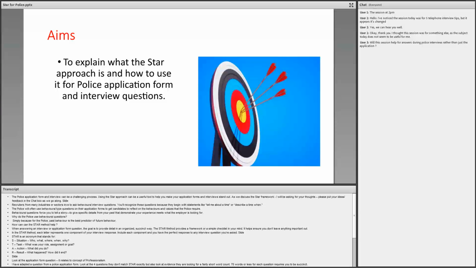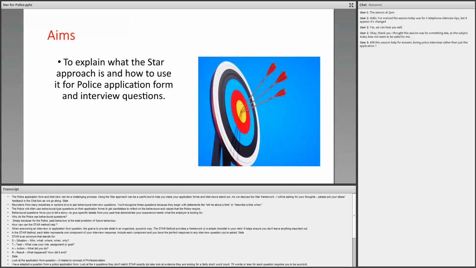Recruiters from many industries or sectors love to use behavioural interview questions. You'll recognise these types of questions because they begin with statements like, tell me about a time, or describe a situation when. The police often use behavioural type questions on their application forms to get candidates to reflect on their behaviour and values and how it matches what the police require.